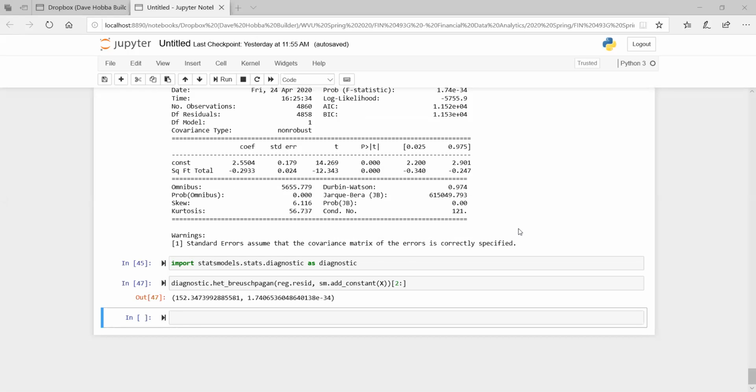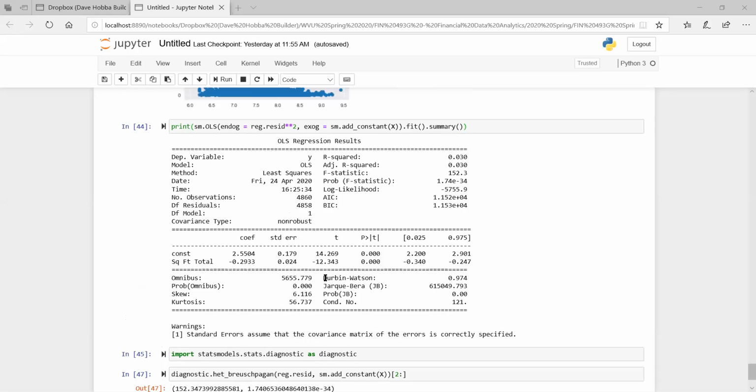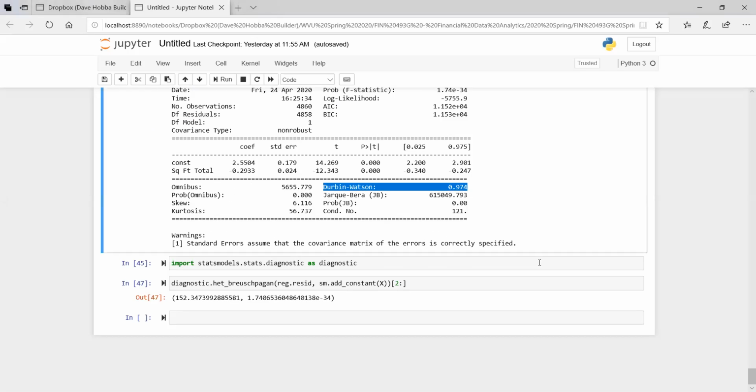And then we can see that we also have what's called the Durbin-Watson statistic. This measures autocorrelation. When this is far from 2, typically the DW statistic is from 0 to 4, the closer it is to 2, the lower the correlation between the observations or between the residuals. So here we have 0.974. This is a sign that there is autocorrelation in this regression.